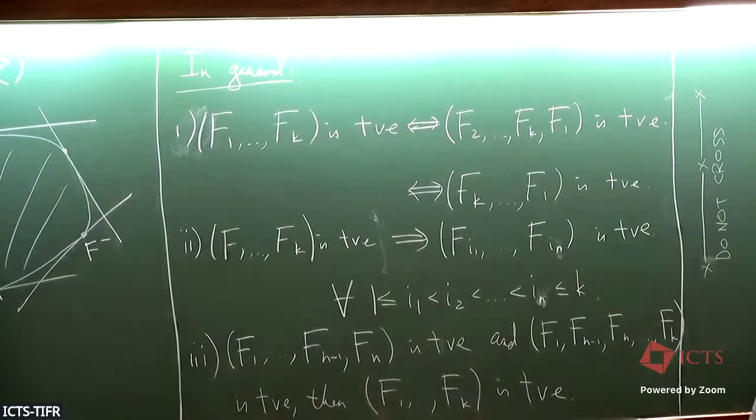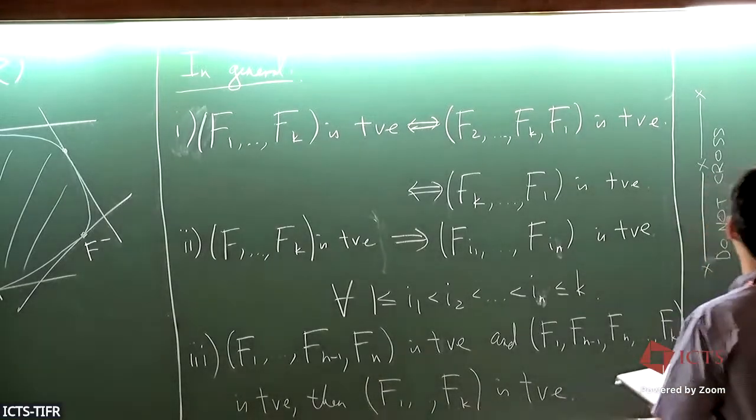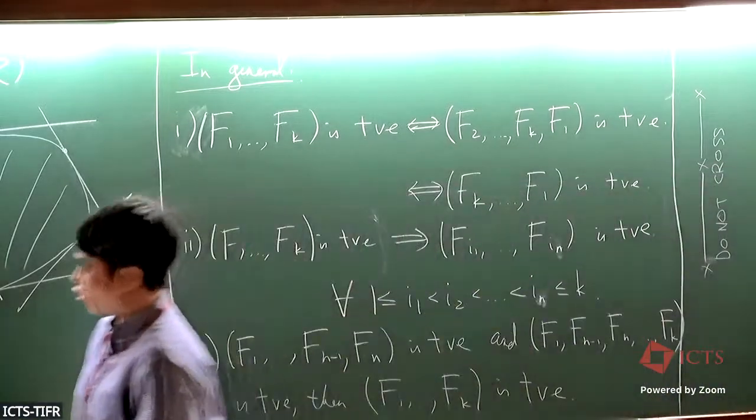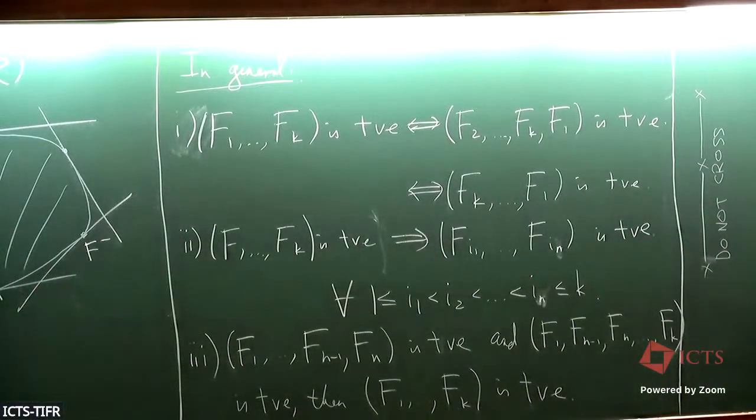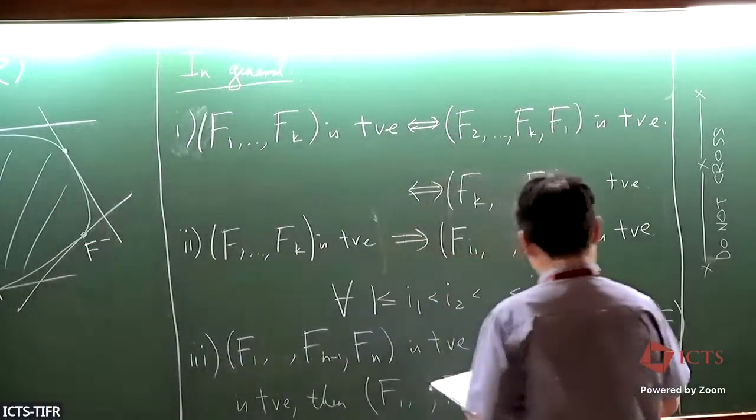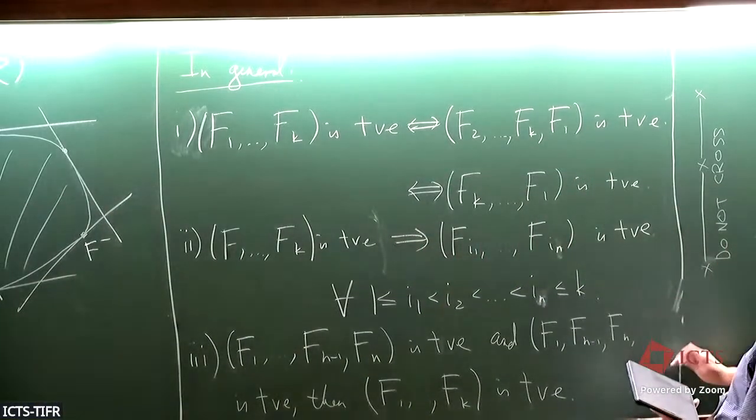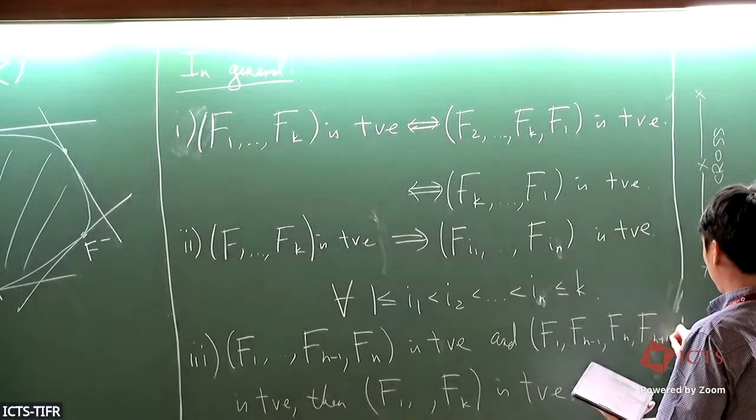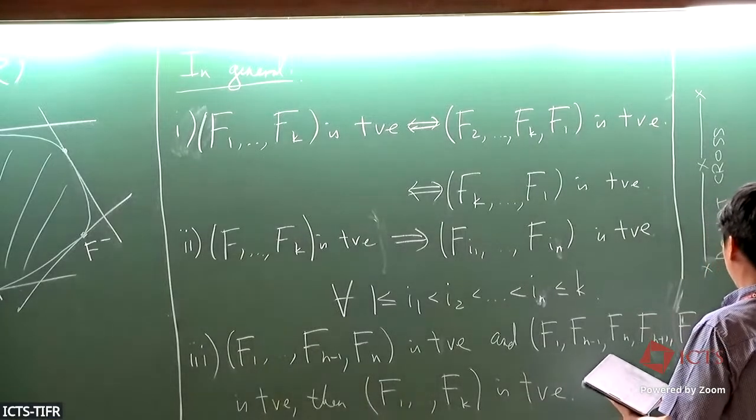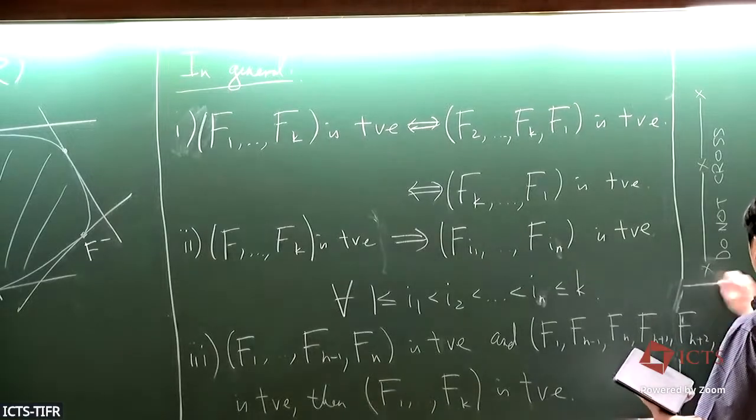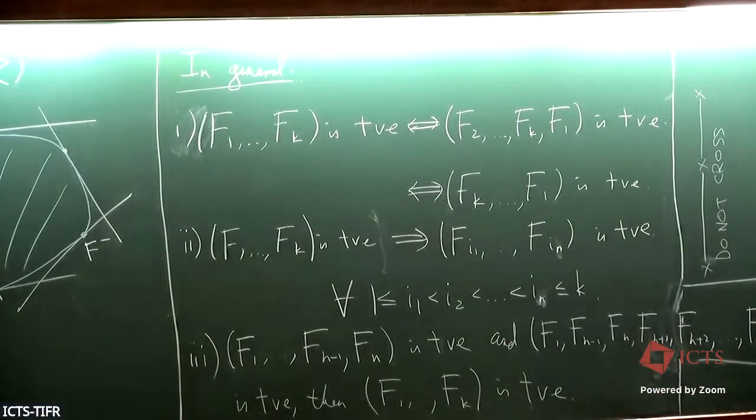No, K is bigger than N in this case. So the picture here is you have F1 to Fn, and then Fn minus 1, Fn, then Fn plus 1, Fn plus 2, all the way to Fk. That's what I mean there. Maybe I should have put in more. K is bigger than N in this case.